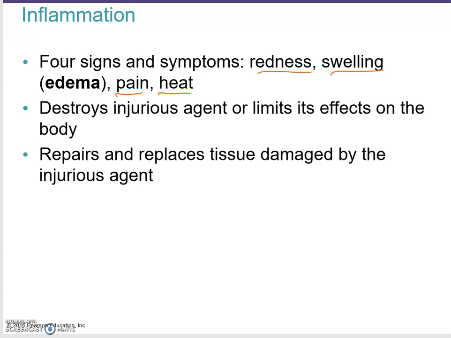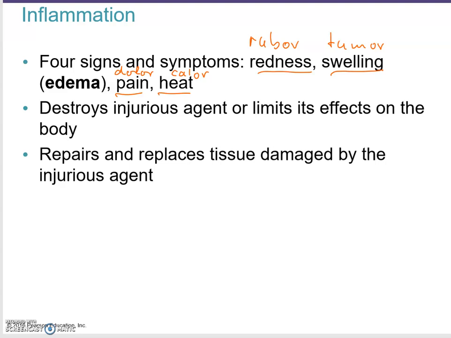And so they wrote it in Latin, and they said the redness, that's the rubor, and the swelling is the tumor, the pain is the dolor, and the heat is the calor. Those of you who speak Spanish, I'm sure you can recognize this. Rubor, the redness, tumor, the swelling, dolor, the pain, and calor, the heat. So the 4 cardinal signs of inflammation.